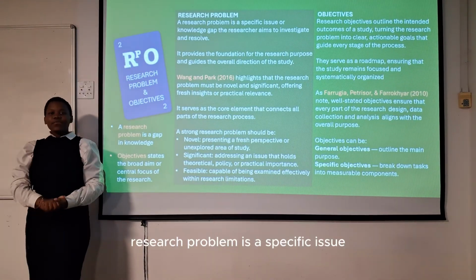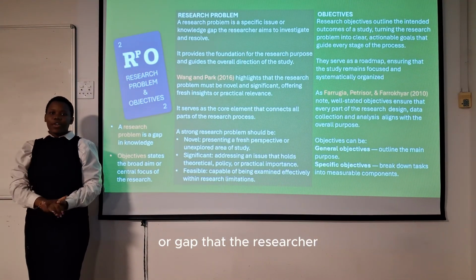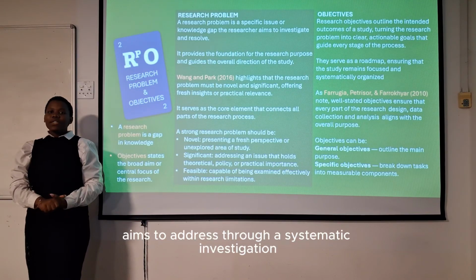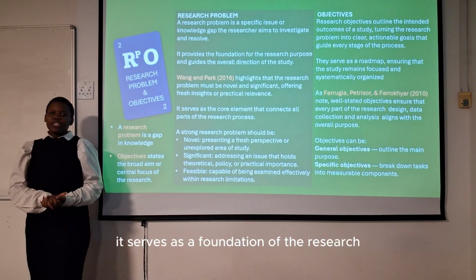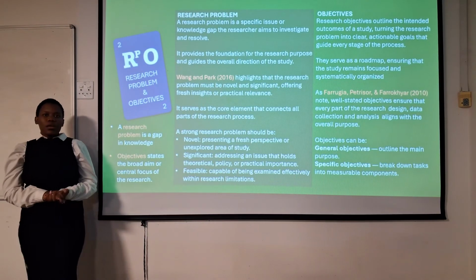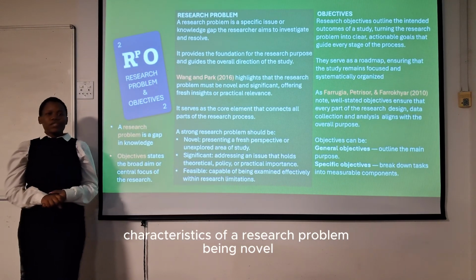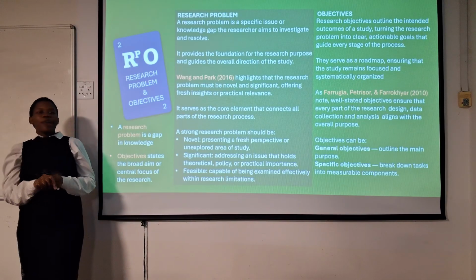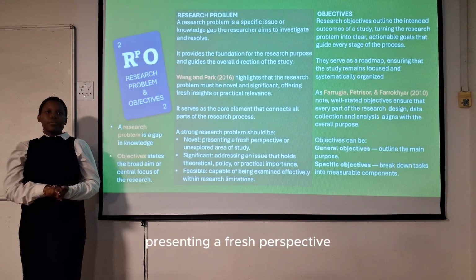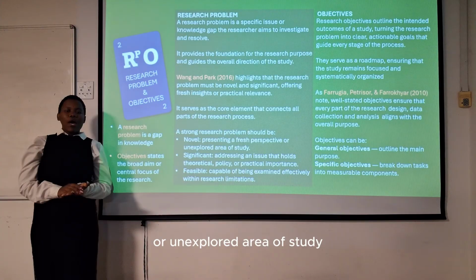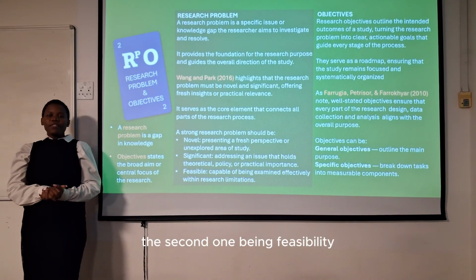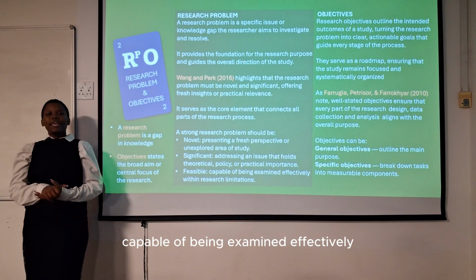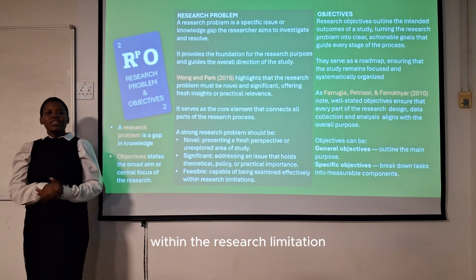Research problem is a specific issue or gap that the researcher aims to address through a systematic investigation. It serves as the foundation of the research. Characteristics of a research problem: being novel, presenting a fresh perspective or unexplored area of study. The second one being feasibility, capable of being examined effectively within the research limitations.